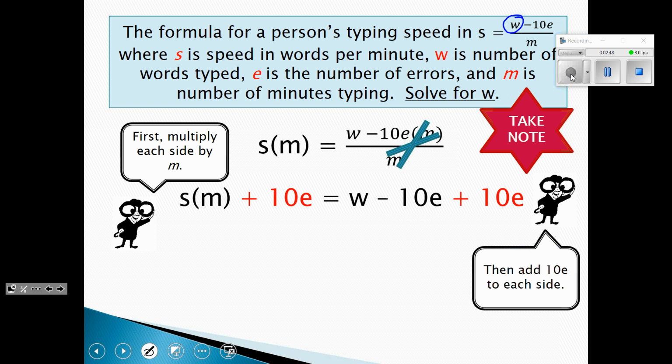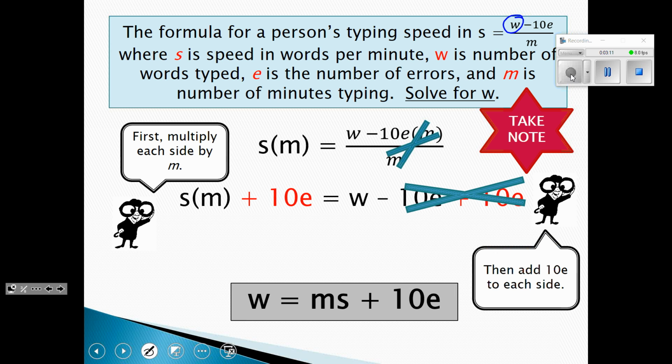Now we want to move the 10E to the other side of the equation. It is being subtracted from W, so the opposite of subtracting is to add. So if we add and subtract, if we have a negative 10E and a positive 10E, that's going to cancel out there on the right side. And then on the left side, we have done it. We have W by itself, and you can write M times S or S times M.